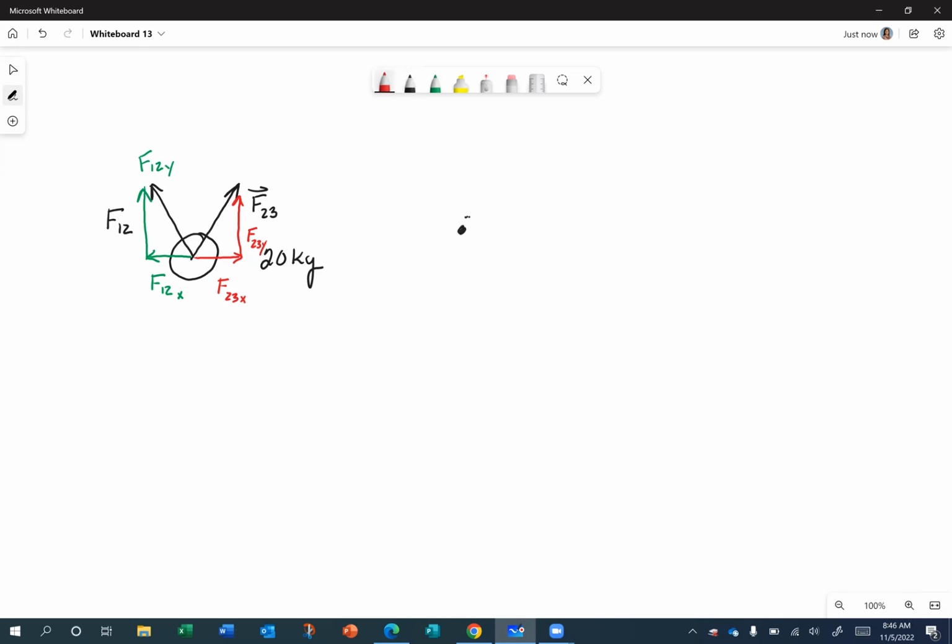So if I redraw my free body diagram with only forces going in the x and y direction, I notice right away we have 2 in the x components, right? 2,3,x. We have force 2,3,y. And over here we have force 1,2,x and force 1,2,y. Since we can break up into components, again looking at our geometry, looking at our x and y directions.